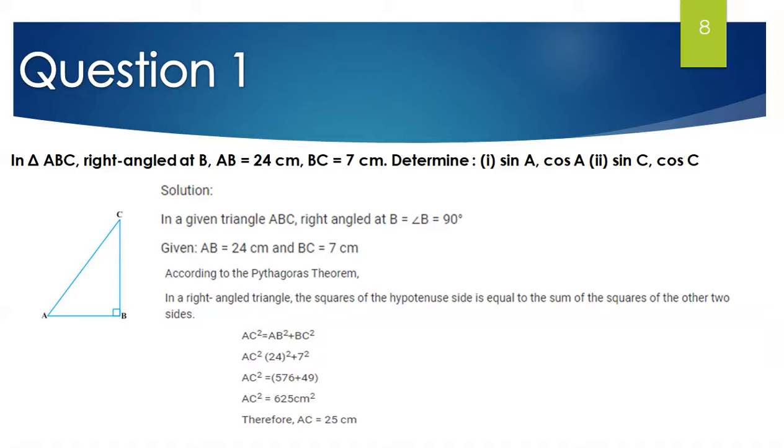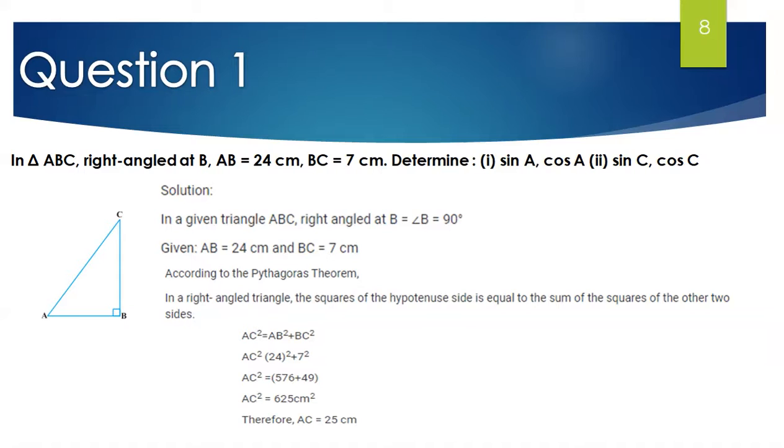Now I am going to take the first question. I am given a right angle triangle with right angle at B. AB is given to me as 24 cm. BC is given to me as 7 cm. Determine sin A, cos A, sin C, cos C.